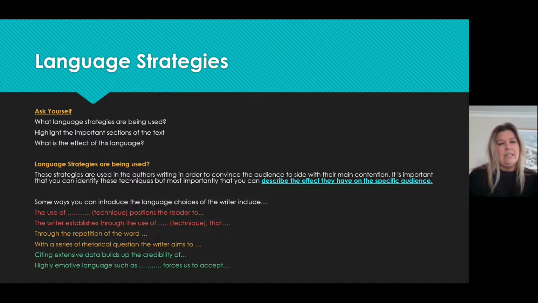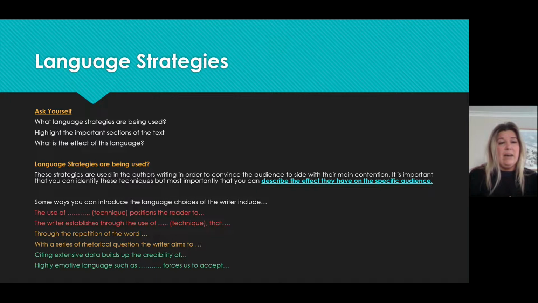I've got some sentence starters here and they're color coded. Red, not good. Orange, okay. Green, much better. If you're writing things like, the writer uses a rhetorical question which positions the reader to, or the writer establishes the use of an appeal to justice that further, and so on. That word uses is signposting that you are labeling. Please try to avoid these types of phrases as much as possible.